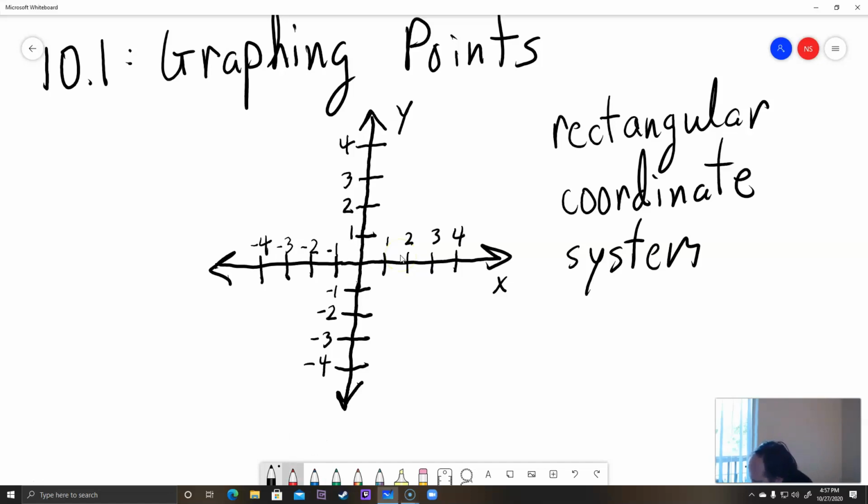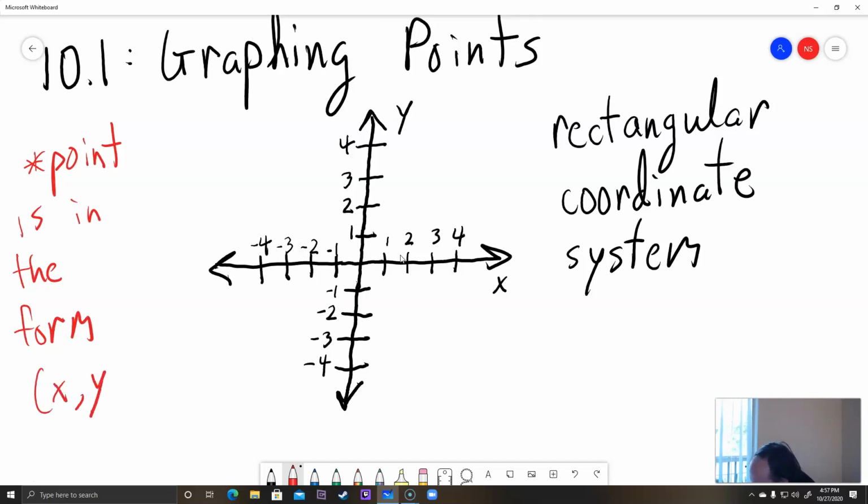A point is in the form x comma y. So your first coordinate is x and your second coordinate is y. Your location on the x-axis is the first number x, and your location on the y-axis, the vertical axis, is your second number y.